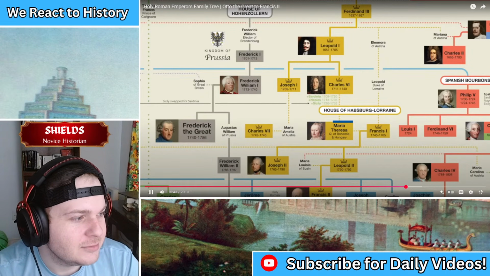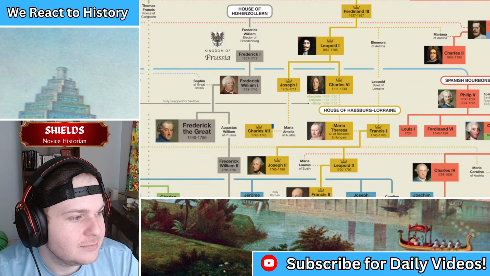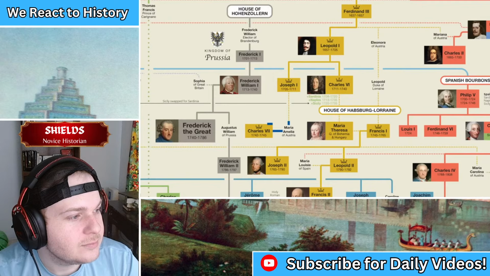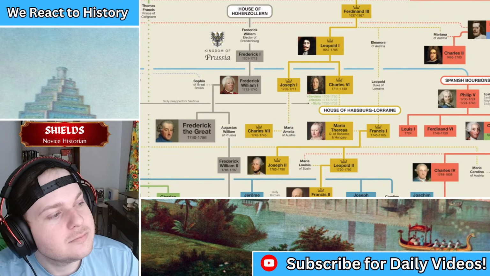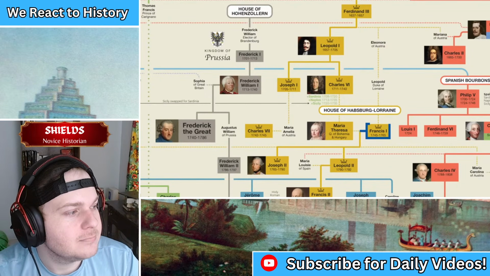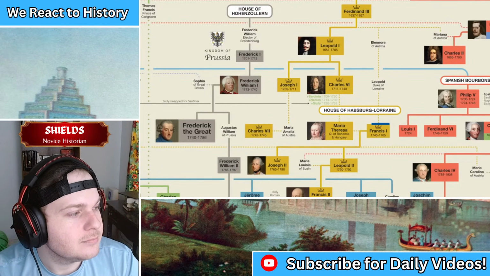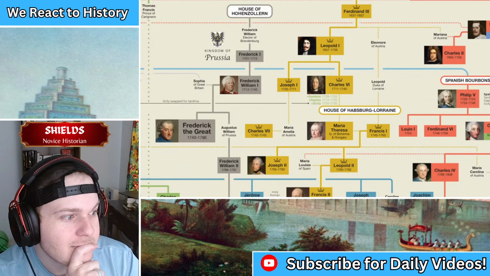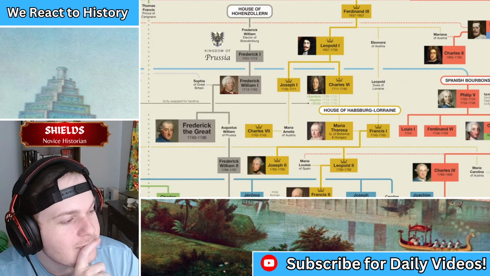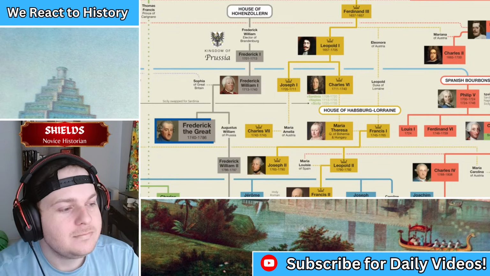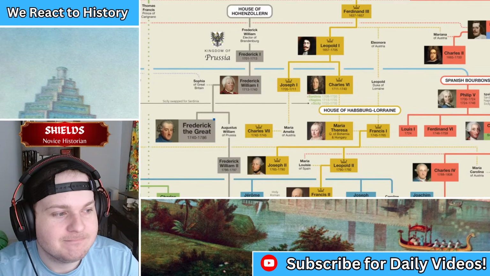The title of emperor was eventually given to Charles VII from the House of Wittelsbach, the son in law of the previous emperor, Joseph I. But when he died, it was then given to Maria Theresa's husband, Francis I, from the House of Lorraine. However, the more important thing that happened as a result of the War of the Austrian Succession was that Prussia, under the leadership of Frederick the Great, became firmly established as a second major German power.